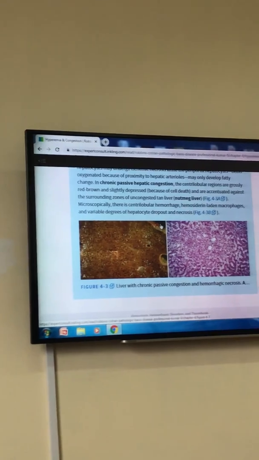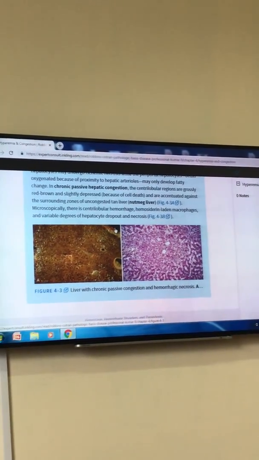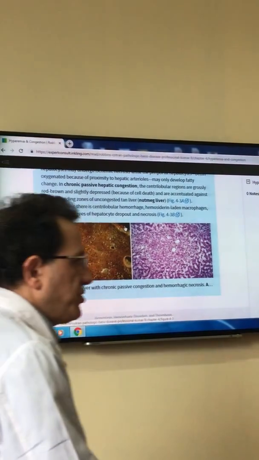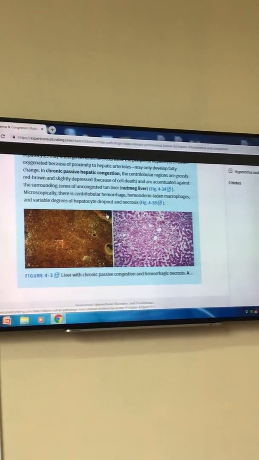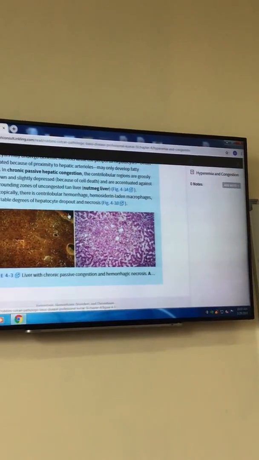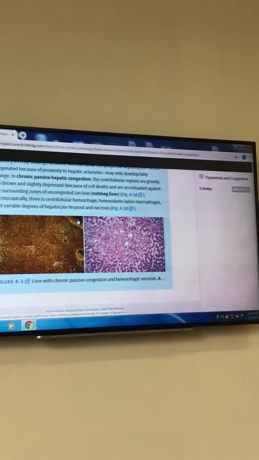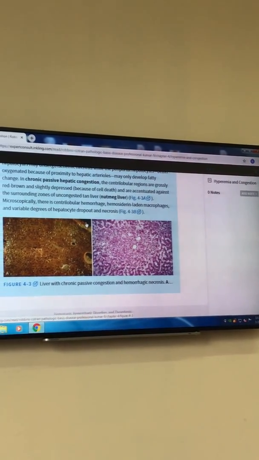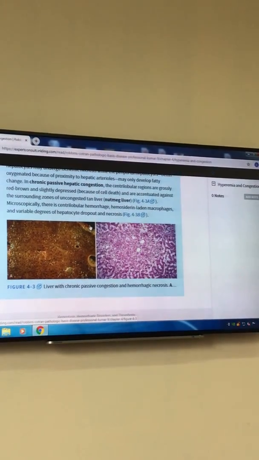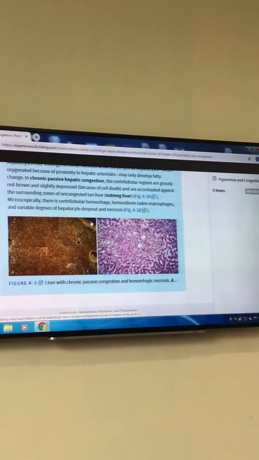What are the macrophages called in pulmonary congestion, in congestion of lung? What are those cells? Nobody knows?